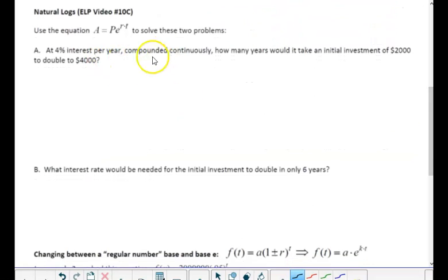And let's use this equation to solve some problems. At 4% interest per year compounded continuously, how many years would it take an initial investment of $2,000, okay, so that's P, of course, and this is our interest rate, to double to $4,000, so this would be A. So we're going to say $4,000 is equal to my starting amount, $2,000, times e to the 0.04t, and I want to solve this for t.